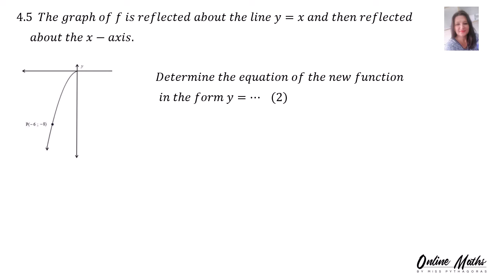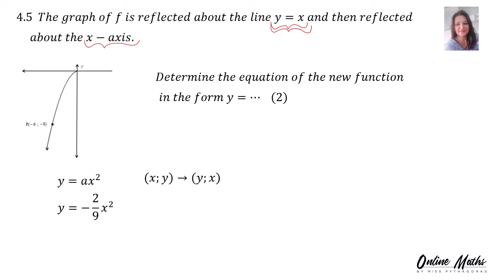(4.5) The graph of f is reflected about the line y equals x and then reflected about the x-axis. Determine the equation of the new function in the form y equals whatever. Now, this question has two parts. The graph is reflected about the line y equals x and then reflected about the x-axis. So we will take this one step at a time. Our equation was y equals -2/9 x squared.